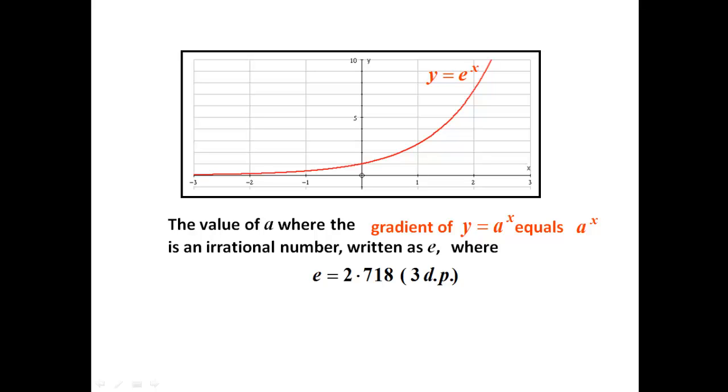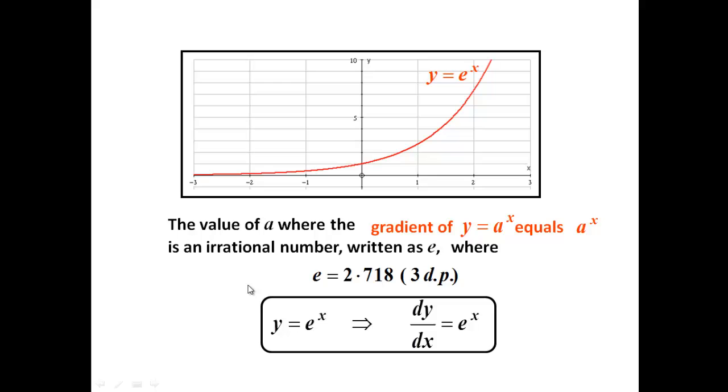Let's just remind ourselves, back to the first lesson, we looked at exponential functions, functions of the form y equals a to the x, where a took various values. And by investigation, we discovered that there was a value e, an irrational number, which had the same gradient function as the function itself. To 3 decimal places, e is 2.718. And this really important relationship was discovered, that y equals e to the x implies that dy/dx also equals e to the x.